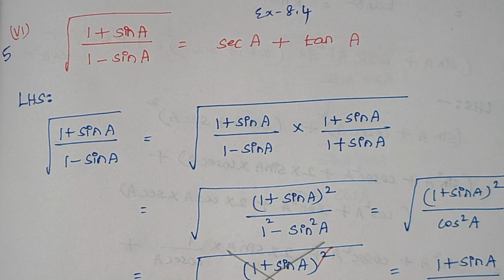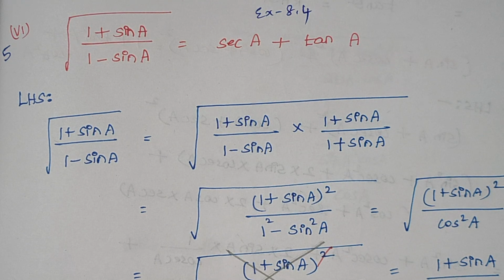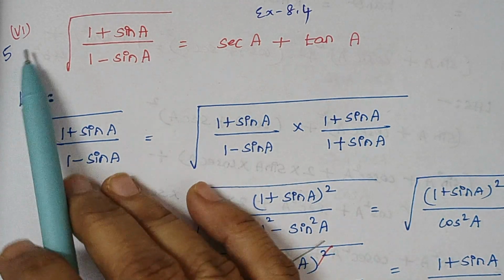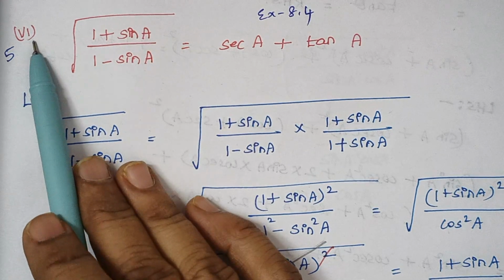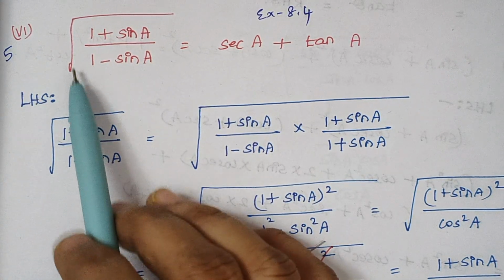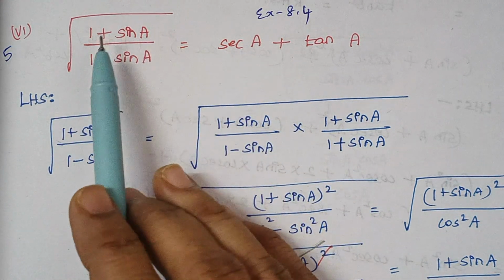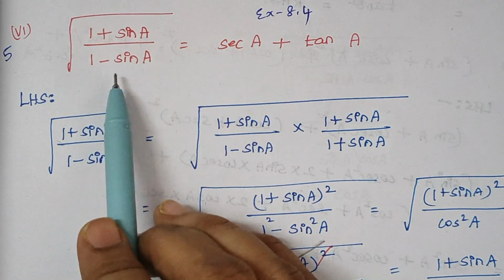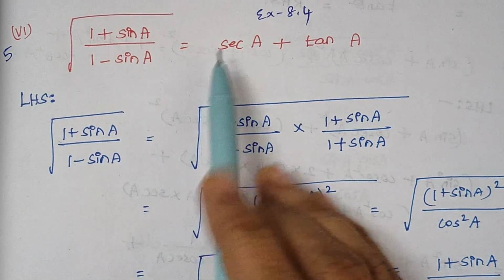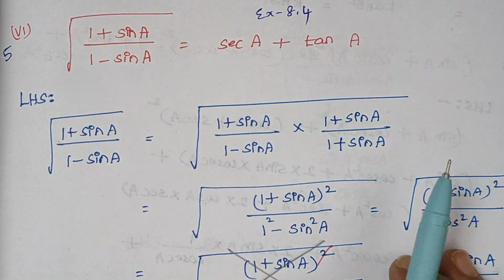Today we are going to solve problems under exercise 8.4. So problem number 5 and the question number is 6. So here we have to prove this given expression. The expression is root of 1 plus sin A divided by root of 1 minus sin A, which is equal to secant A plus tan A.